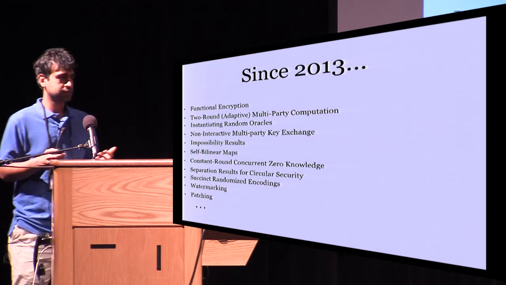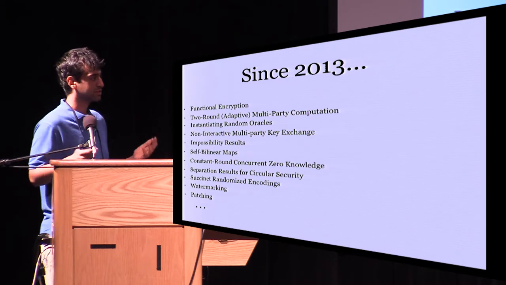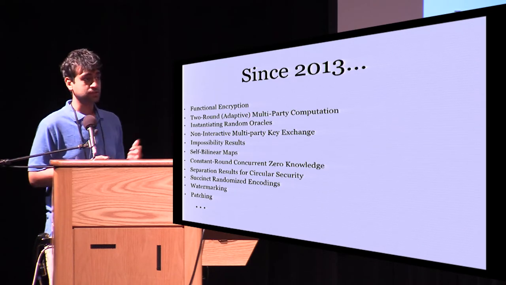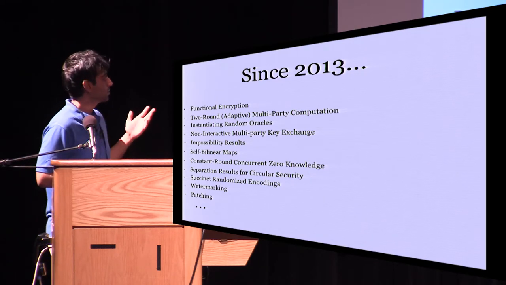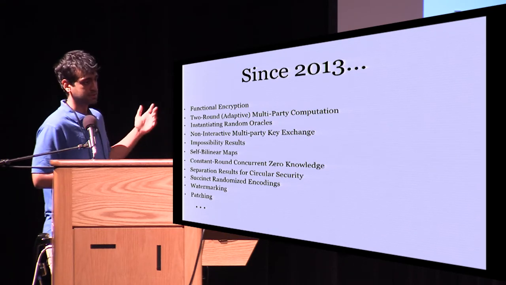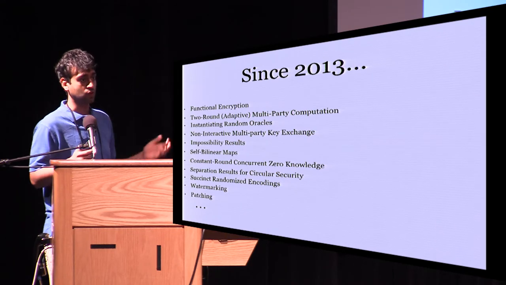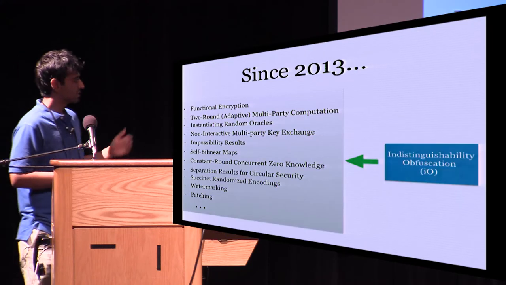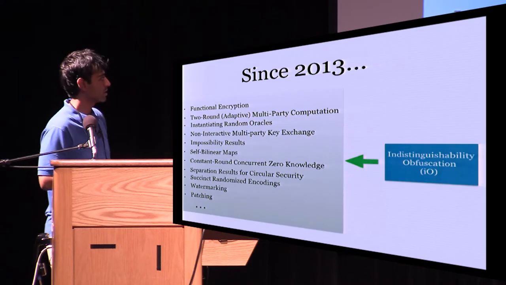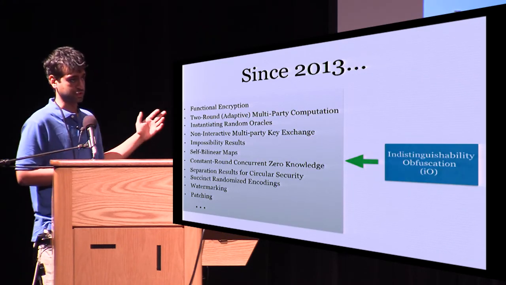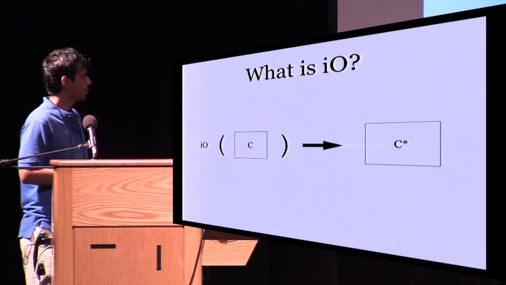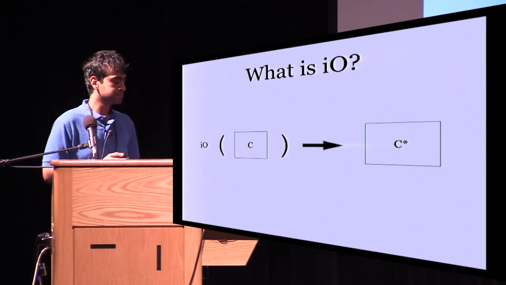In the last few years, we have seen numerous interesting results, such as the feasibility of functional encryption, two-round MPC, multilinear maps, and impossibility results, and so on. The tool that enabled all these results is the notion of indistinguishability obfuscation. So what is indistinguishability obfuscation?